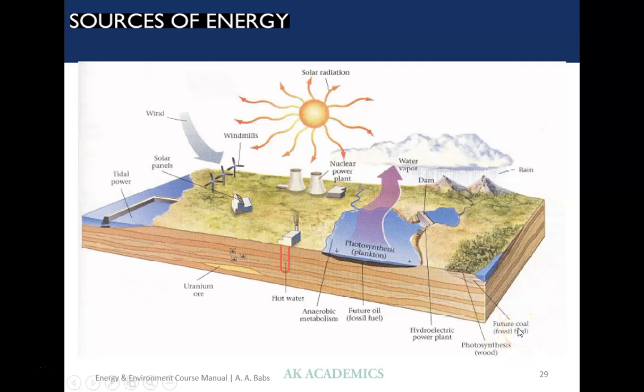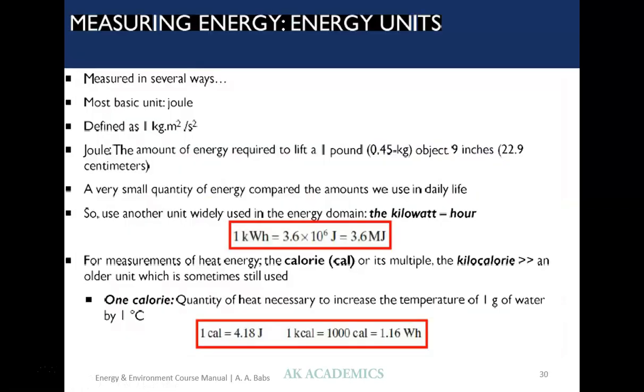So mainly you will see that this diagram just shows you different sources of energy, some of which are from the sun and the others not derived from the sun. Energy can be measured in different ways. The basic unit of energy is joule, and that is defined as 1 kilogram meter squared per second squared.